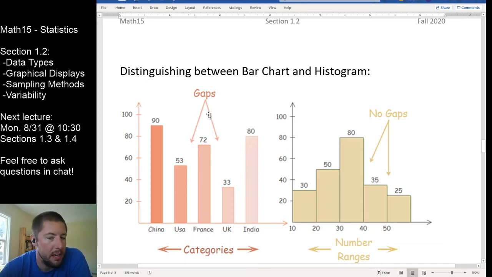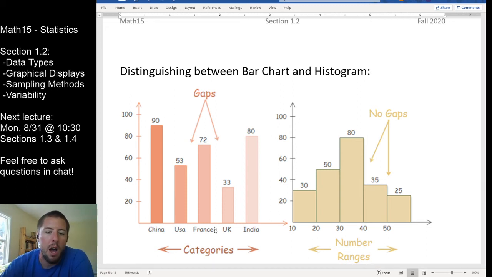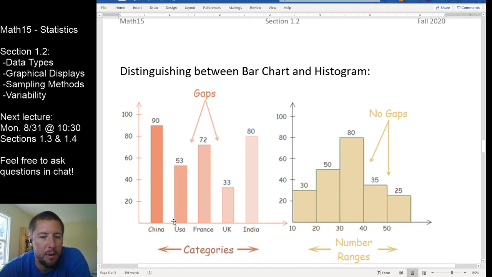The important thing here is that bar charts have gaps between these things because there is no measurable distance between China and the US, between the US and France. We don't think that there is any ordering here or any measurement between each of these categories, right? All these categories are completely distinct from each other, and there isn't some way that we measure them. So there's no numbers on the x-axis here. There's only how many of the thing that we're measuring are associated with that one category.